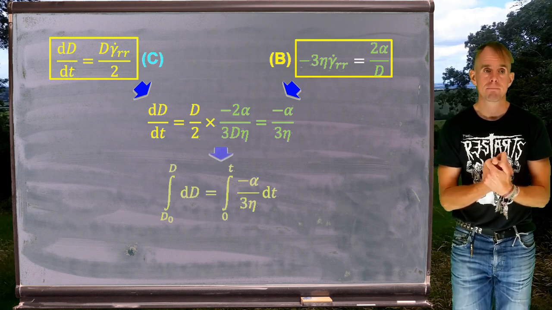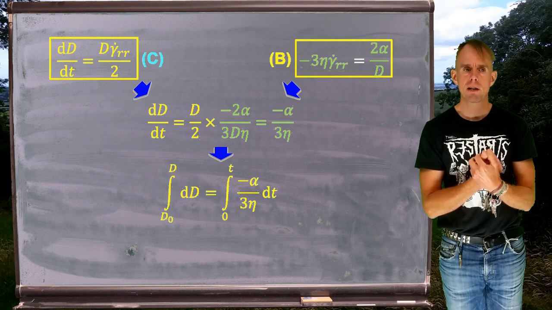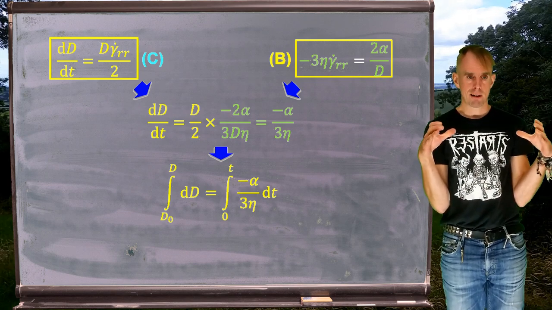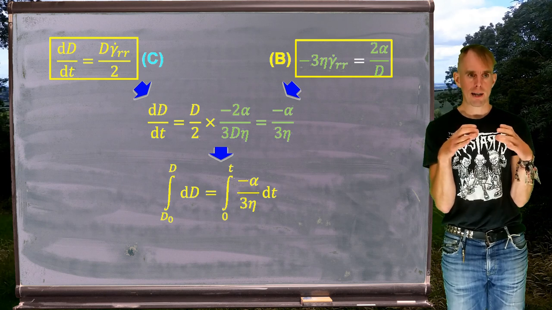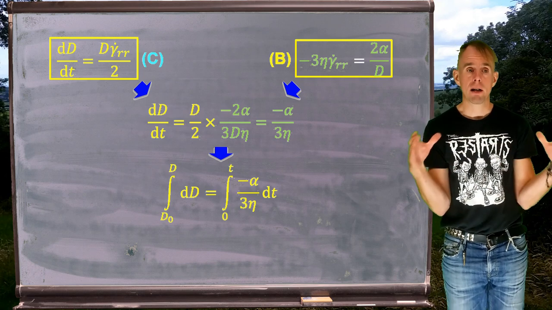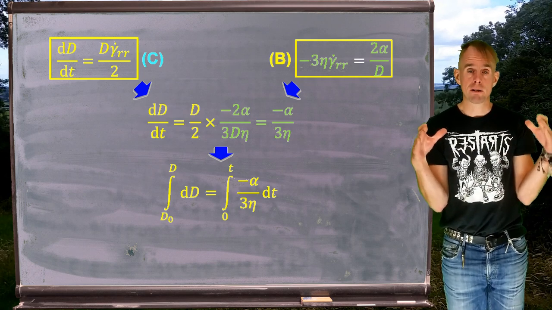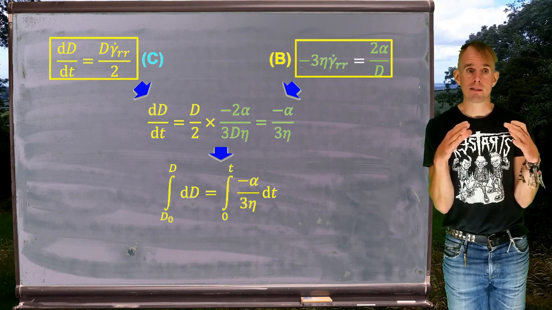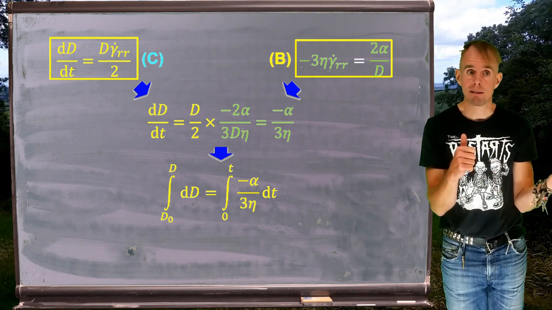Let's integrate. So if we think about the integration limits, the diameter of our filament starts at d0, and after an arbitrary time it's gone to diameter d. We're defining our time to start when our diameter is at d0, and it's got to little t, arbitrary time little t, when we've got arbitrary diameter big D.